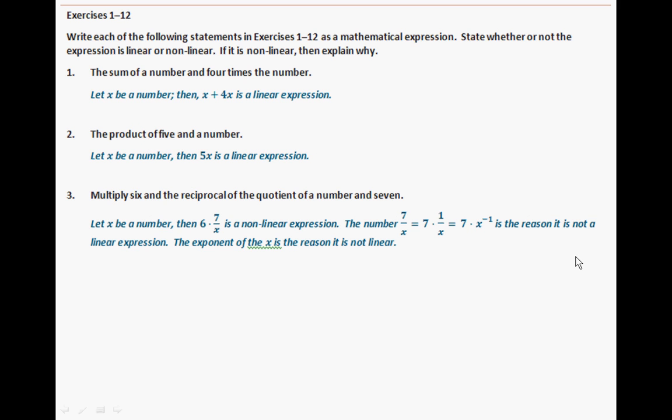All right, here are the answers to exercise 1 through 12. So you had to change the expression in words to a mathematical expression. Let x be a number, because it's talking about the sum of a number and 4 times a number. Then that means x plus 4x is a linear expression. All right, so here's 1, 2, and 3.